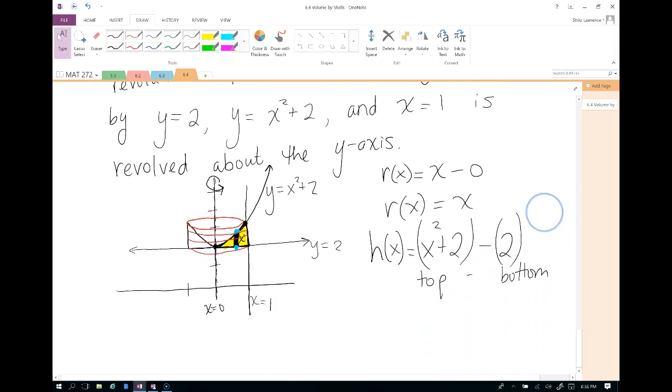So your height function might have a top minus a bottom. And in this case, it does. And if we simplify that a little bit, the plus 2 and minus 2 are going to end up canceling, which is going to leave us with just a height function of x squared. So these are the pieces that we need to set up our integral. We've got our radius function and our height function.